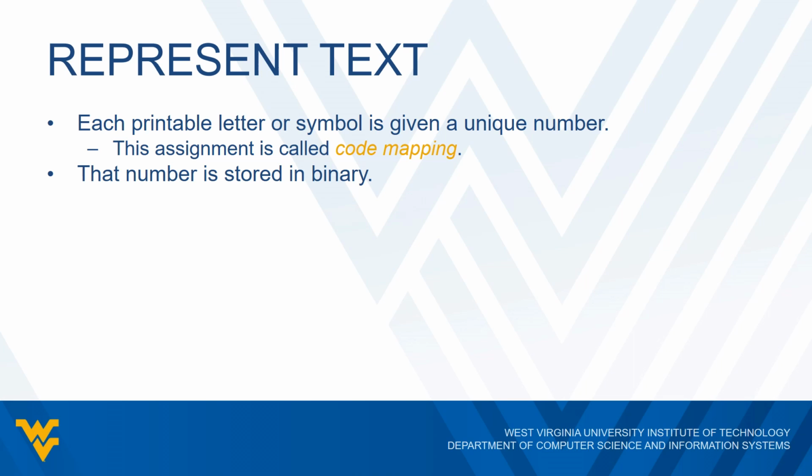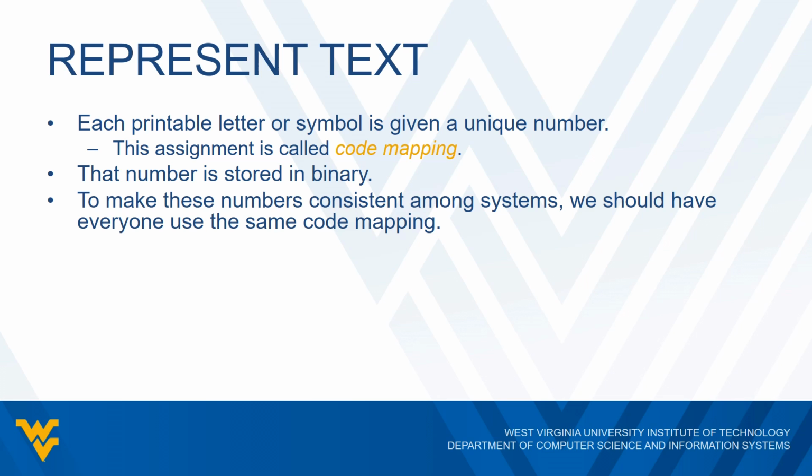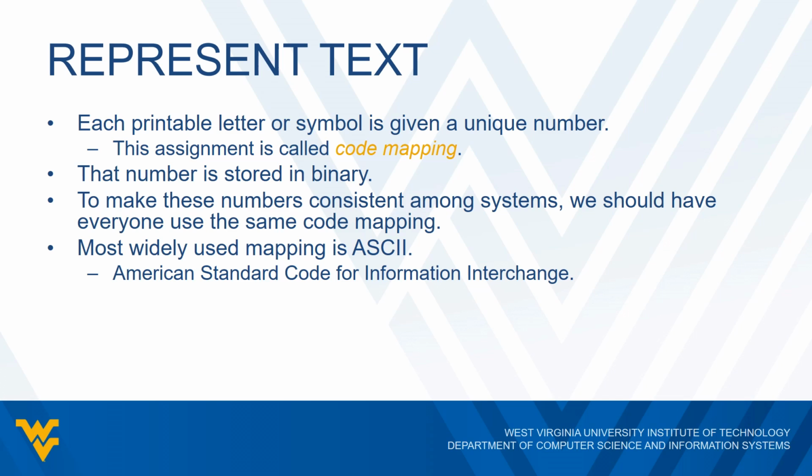Now, to make this work, we need to ensure that everyone using these text codes uses the same code. Otherwise, you could have one system that uses one code mapping and another system that uses a different code mapping. So we want to make sure that it is consistent among all systems. The most widely used code mapping is what we call ASCII, A-S-C-I-I. This is an acronym for the American Standard Code for Information Interchange.